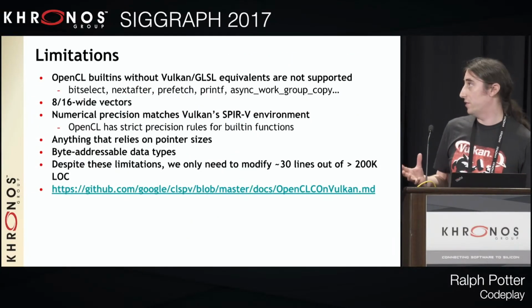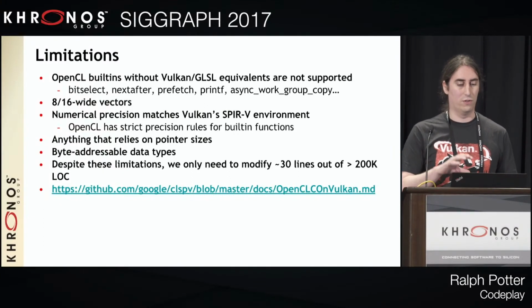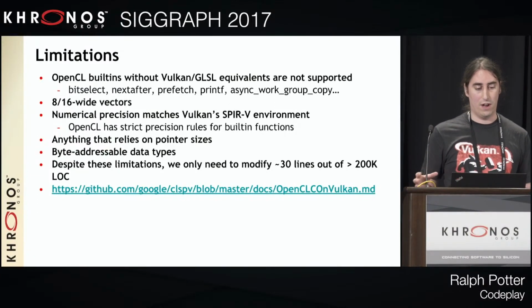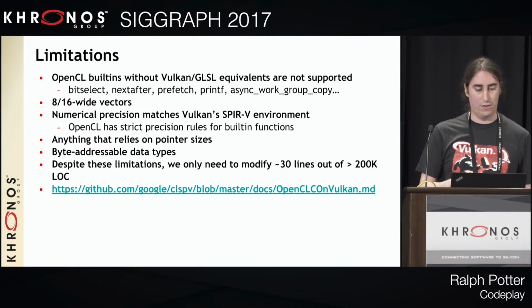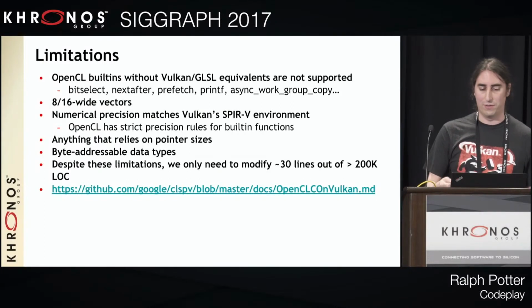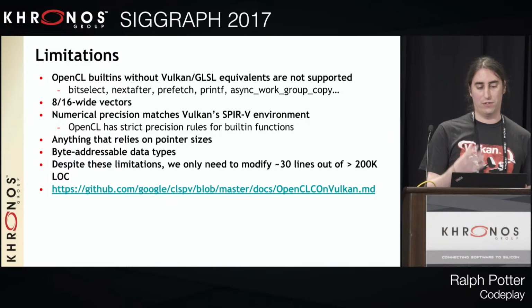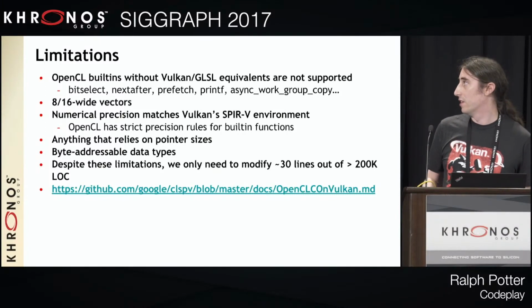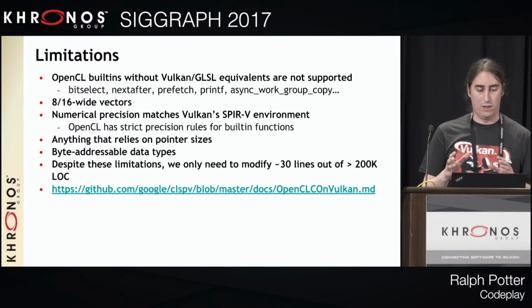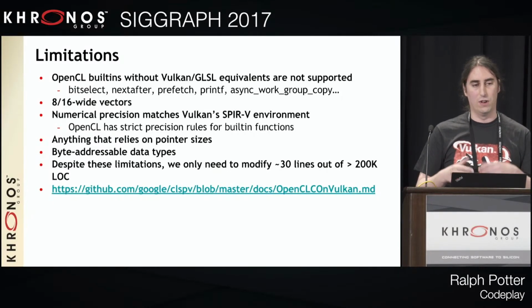Now, there are some limitations. There are some OpenCL built-ins that simply do not have Vulkan or GLSL equivalents today, so those are not supported. Similarly, there is support in OpenCL C for very wide vectors, which we don't have in Vulkan. Also, we've kind of taken the easy way out, and where OpenCL has very strict precision requirements for compute, we just went with the default precision that Vulkan SPIR-V provides you. Pointers remain unsized as they are in SPIR-V, so you can't do sizeof on a pointer.